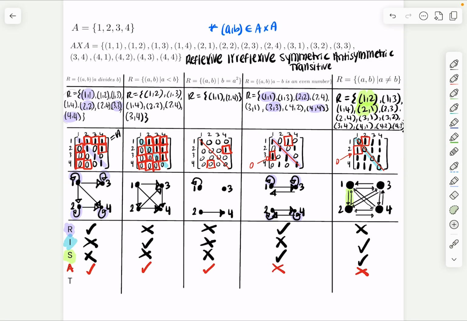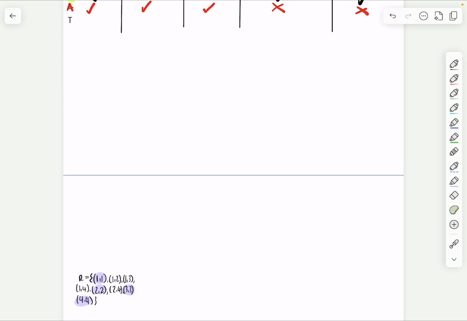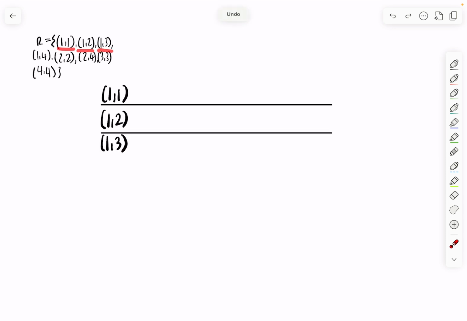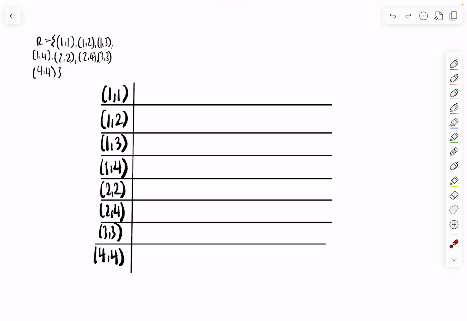So for this first relation, I'm just going to grab it and drag it all the way down here. So for each of these points, you're going to have a row. So for 1, 1, you're going to have a row. For 1, 2, you're going to have a row. 1, 3, you're going to have a row, and so on. And then you're going to have a column. And here's how this algorithm works.